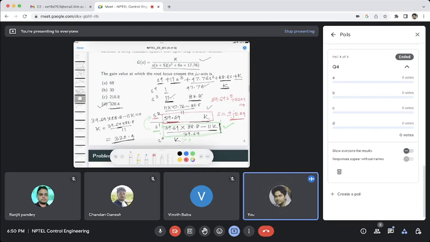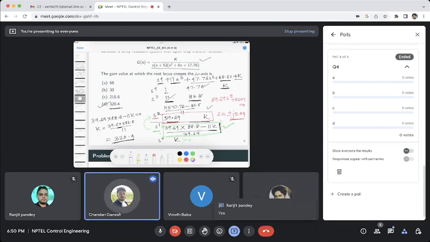Okay, so at this point it will cross this imaginary axis. Okay, is it clear? Okay, so if something is not clear, just ask, I will explain. Okay. Sir, why did we equate the s to the power of one stage to zero, sir?